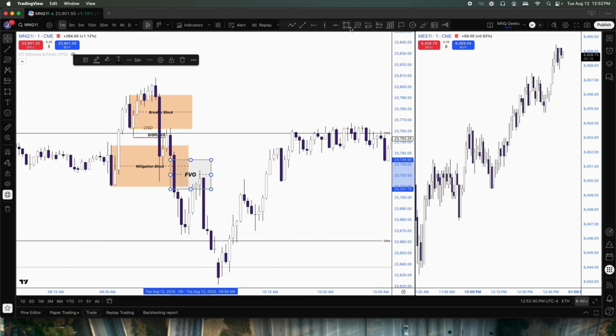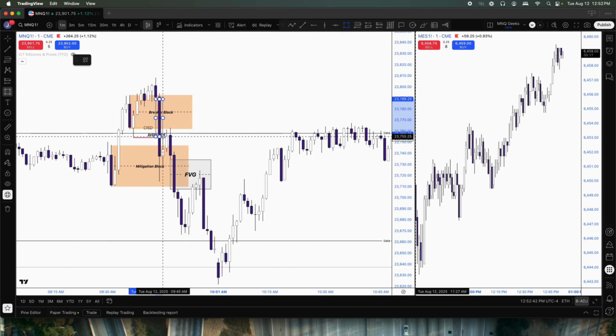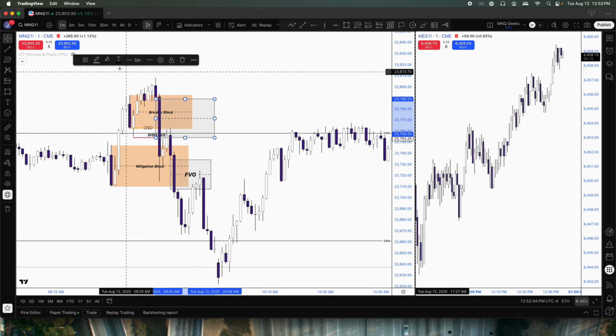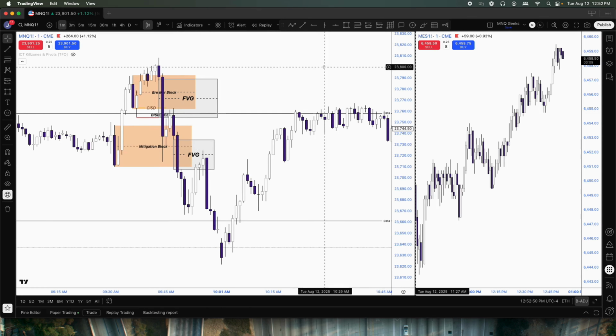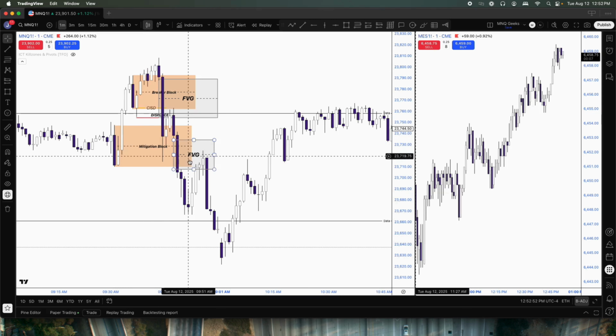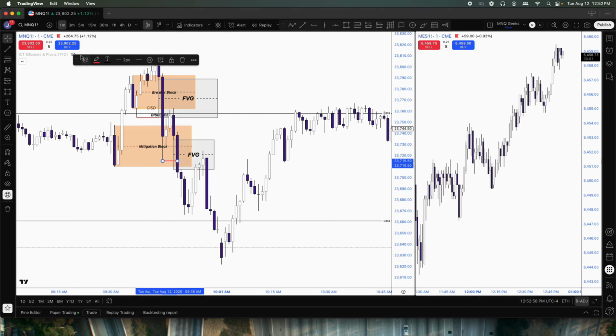Oh, and I didn't draw the fair value gap from earlier. Sorry about that, guys. I'll draw that. So again, this ideally would have been the best entry up here, but I was able to catch it on the way down. So again, mitigation block plus the fair value gap that also, guess what, displaced here.